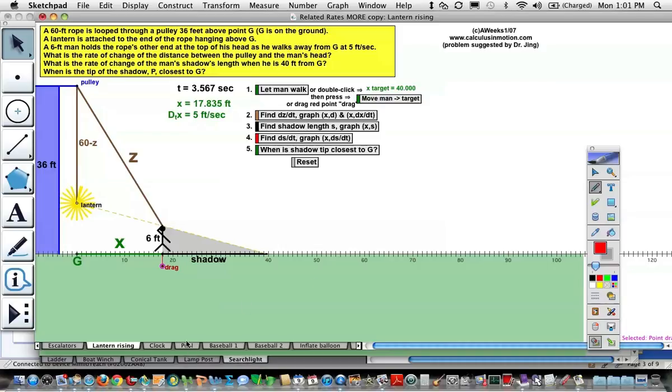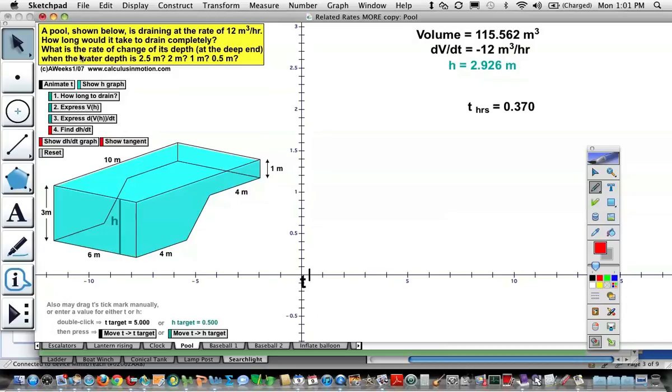Okay, here's another one. We've got a pool that's draining. It says here that it's draining at a rate of 12 cubic meters per hour. Now, just looking at those units, 12 cubic meters per hour, what label would you put on that? What's cubic meters? Volume. So cubic meters per hour would be V prime, dV dt. And notice they've stuck a negative on there.